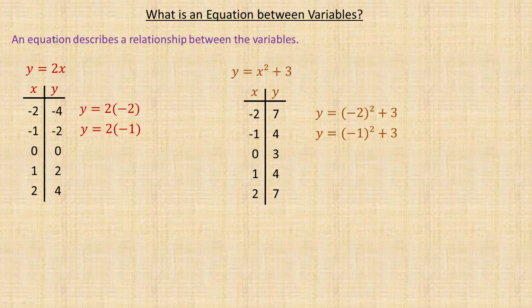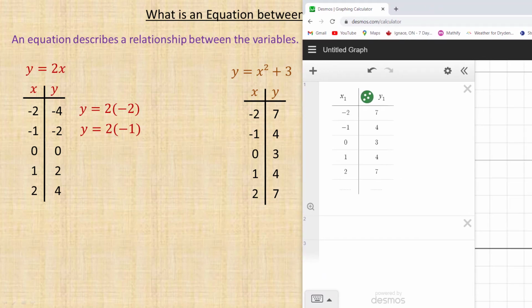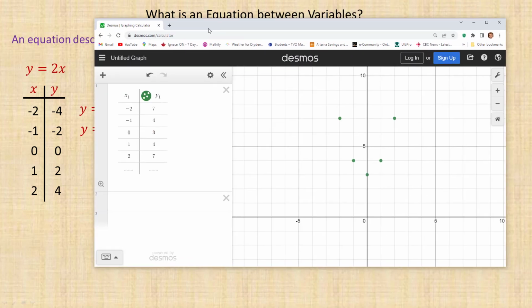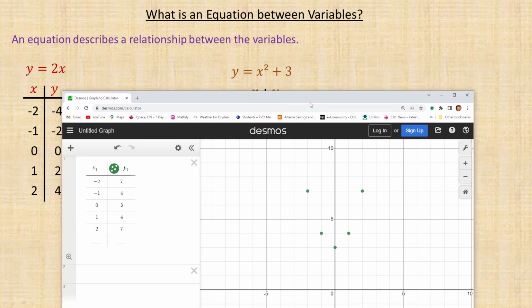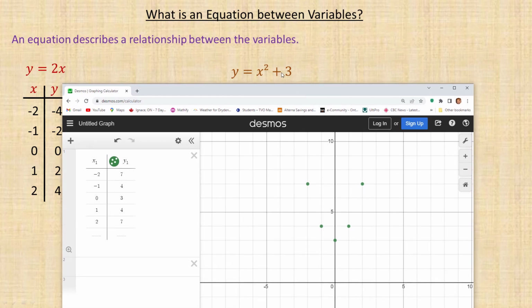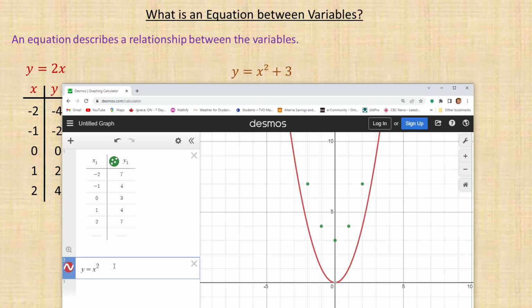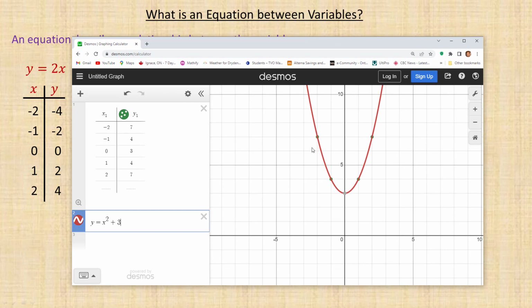So let's take a look at what this looks like. I'm going to bring another Desmos graph over here. And so there's my table of values again. Same numbers are in here. And this is what it looks like. Now, remember the equation was y equals x squared plus 3. So let's put that in, y equals x squared plus 3. Notice that this curve, we call this a parabola, goes through all of those points.